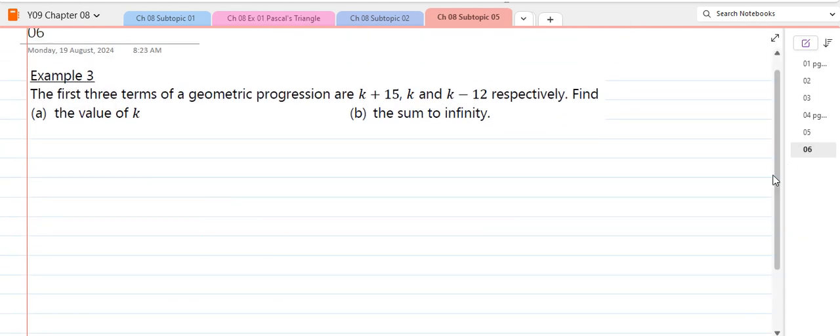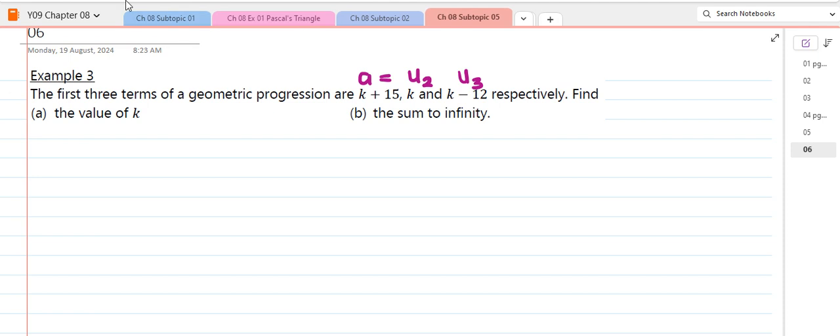So here you are given a question where the first 3 terms of a geometric progression are given in expressions. Here this is your a, which is your u1, k plus 15, and then this is your u2, which is k only, and k minus 12 is the u3, the third term. So how do we find the value of k? Over here, you somehow have to create a formula to find the value of k.